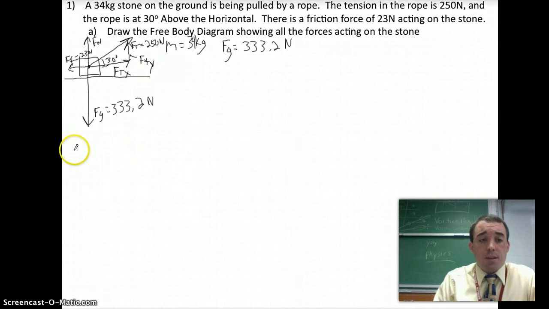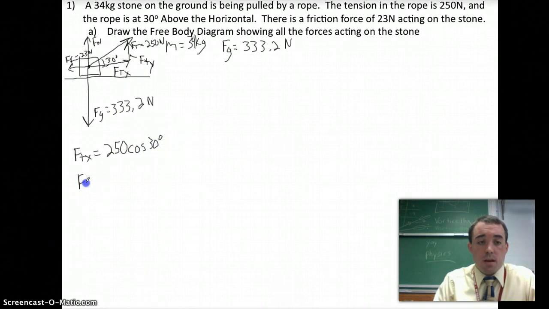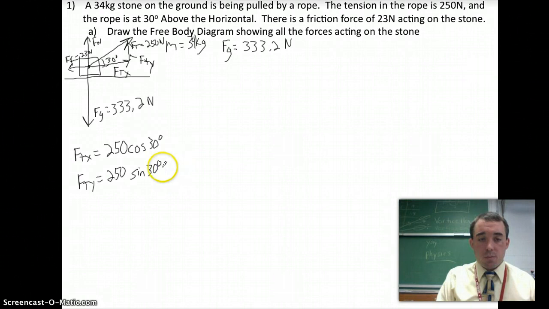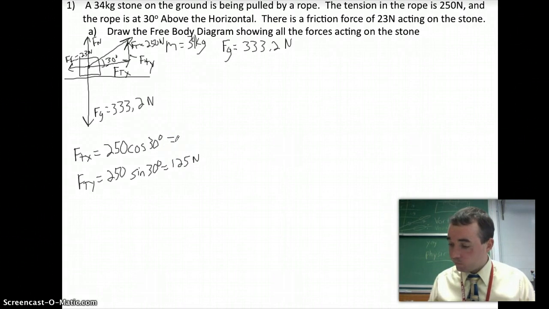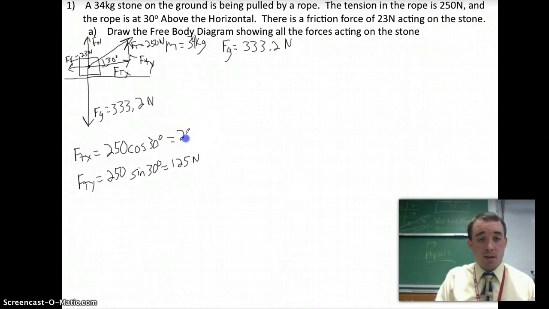To figure out what FTX is, you look on your notes, you should have copied it down. The hypotenuse of the angle is 250, times the adjacent side, so FTX is 250 times cosine of 30 degrees, and my FTY is going to be 250 times sine 30 degrees. Sine 30 degrees I know in my head is 1/2, so that's just 125 newtons. 250 cosine 30 is 216.51 newtons.